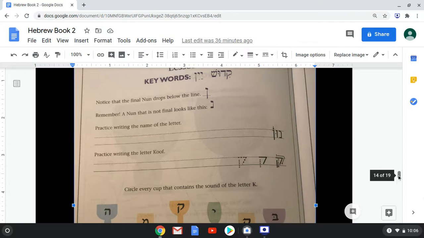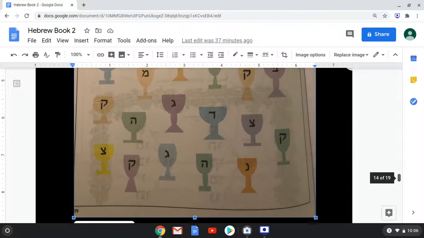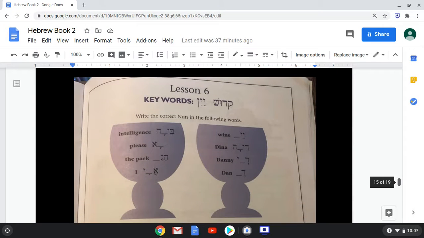Okay, and let's go down. It says circle every cup that contains the sound of the letter K. So you would circle all the kufs. Write the correct nun in the following words. So you have to decide, am I going to write a final nun?